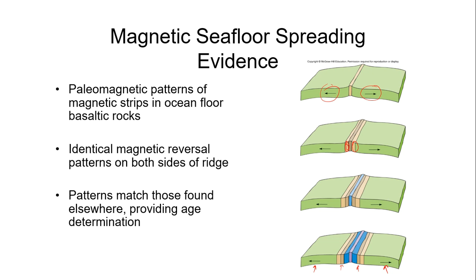Now, these patterns match the patterns found elsewhere around the Earth, as we saw a couple of slides ago, talking about the magnetite that forms on the surface of continents. These patterns match those quite well, and so they help us to determine the age of the ocean floor in certain locations. They help us to indicate how quickly the seafloor is spreading.